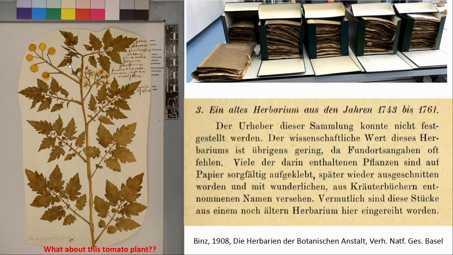There are other specimens that are more difficult to interpret because there's no information immediately on the specimen, and all the information comes from the context of the specimen. This is also a tomato. Half of this leaf has been used to generate a complete genome sequence for this very specimen. And it comes from a collection, 5 boxes that were neglected because Beans in 1908 claimed, "Der wissenschaftliche Wert dieses Herbariums ist übrigens gering. Da Fundortsangaben oft fehlen," etc., etc.